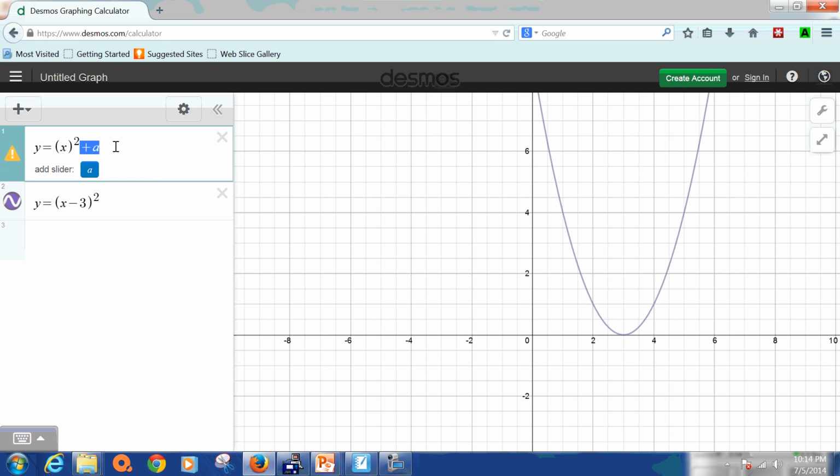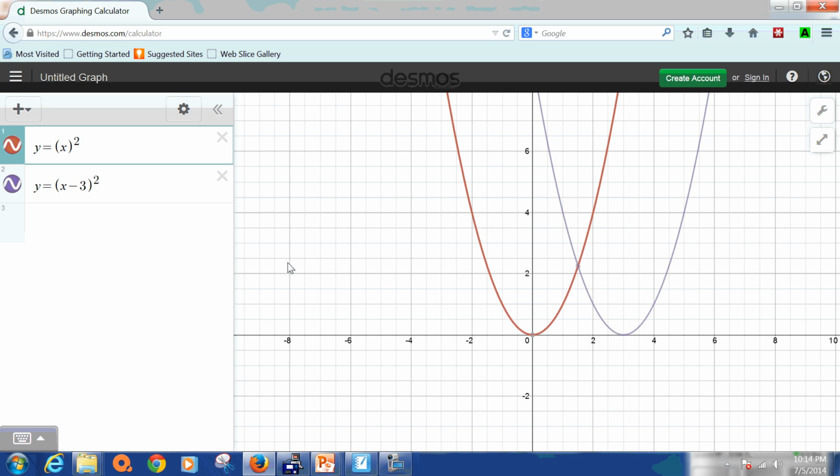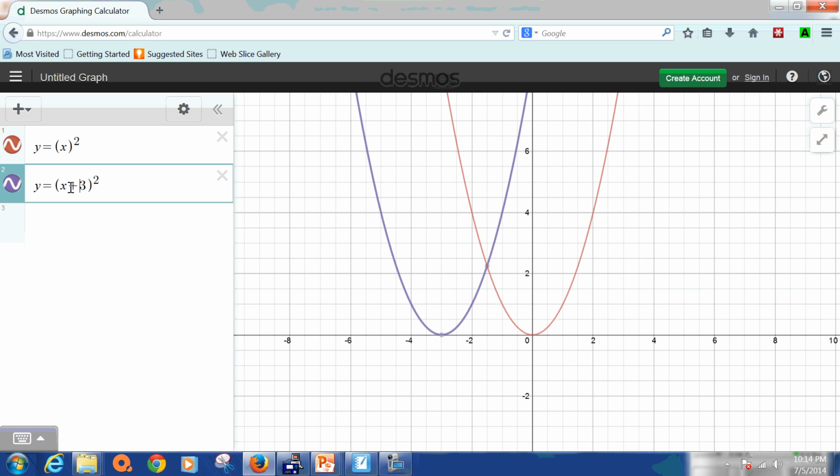I just took my original function and dragged it over to the positive 3, the purple one over here. If I wanted to move it to the left, then it would be a positive 3, and it actually goes to the negative 3. So inside is going to go left or right, the opposite way you would think, though. Outside is going to go up or down, just the way that it says.